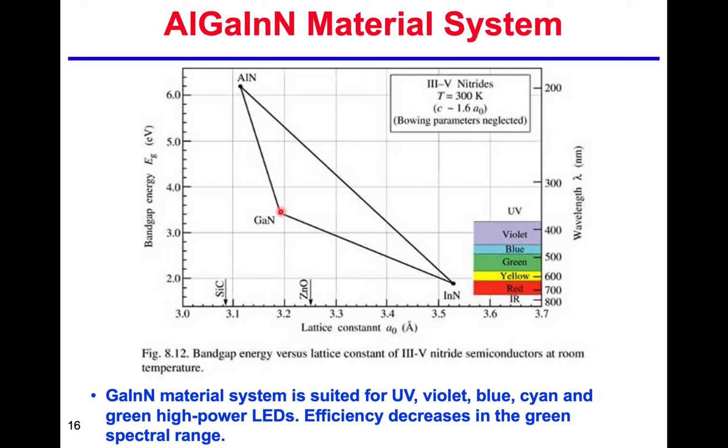And if we want to have the shorter wavelengths, then we need to have some aluminum inside. Okay, so if we put some gallium, we put some indium into the gallium nitride, then that is along this line, and we can cover from the UV to violet to blue to green, yellow, even to the red. So that's very good, right? So we can have the whole visible spectrum.